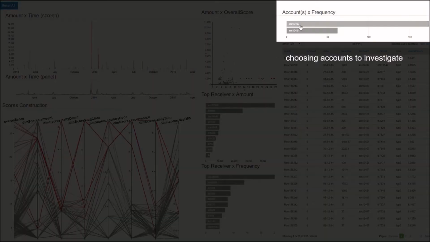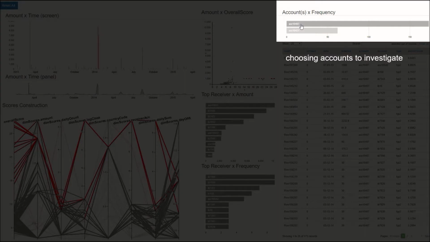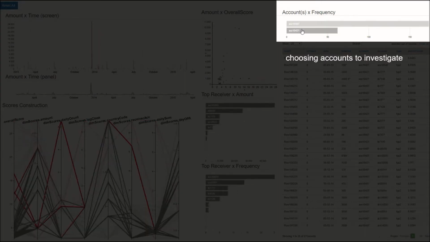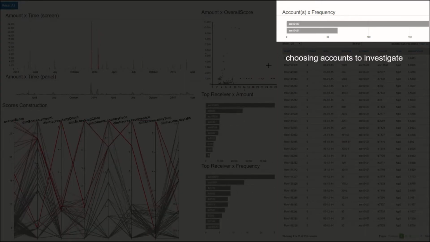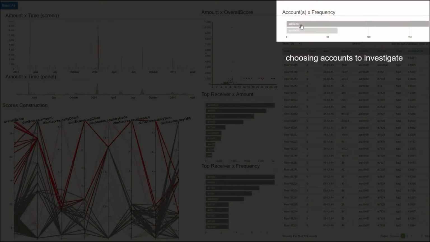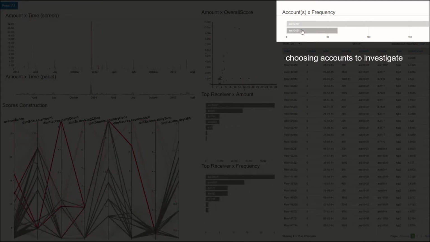At the top right, we see 2 pre-selected accounts. Each account is represented by a bar, and the length of the bar shows the amount of transactions done by this account. The user can select an account for detailed investigation in all other views.